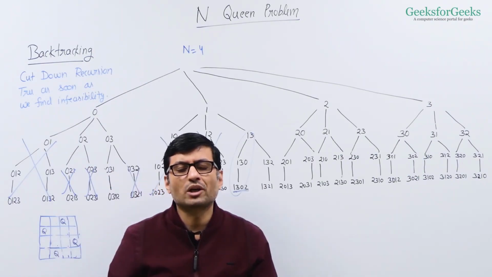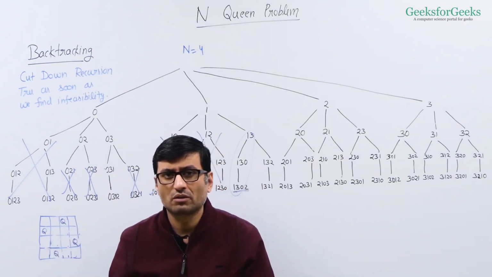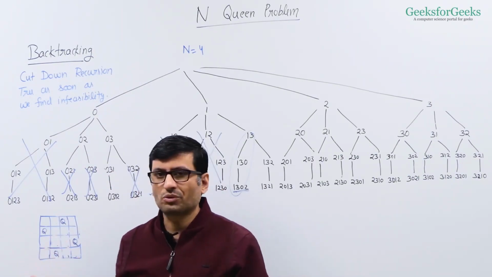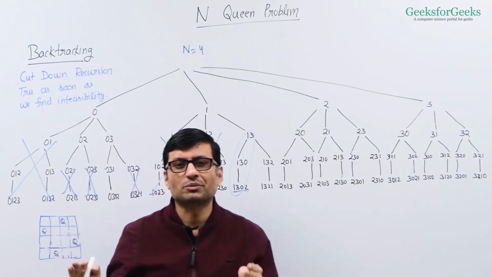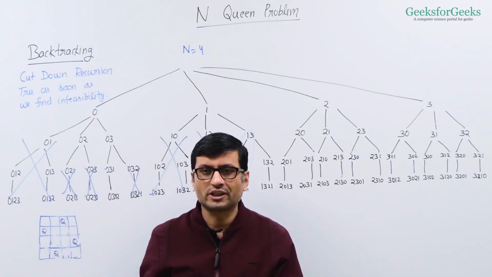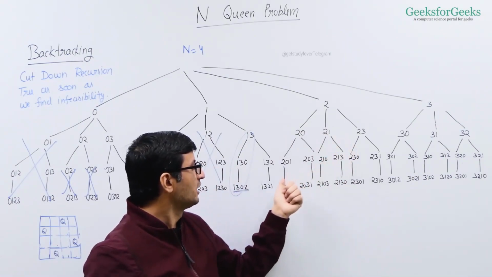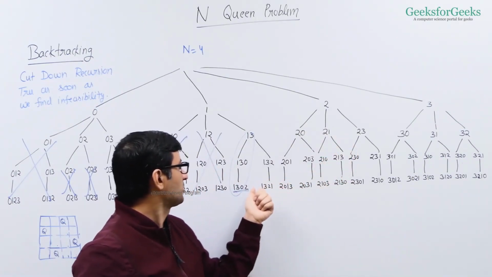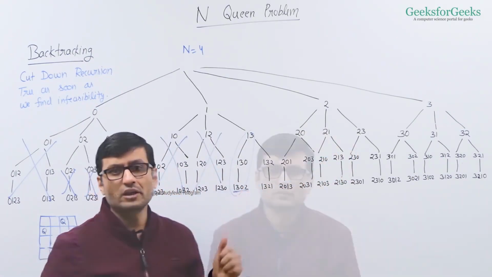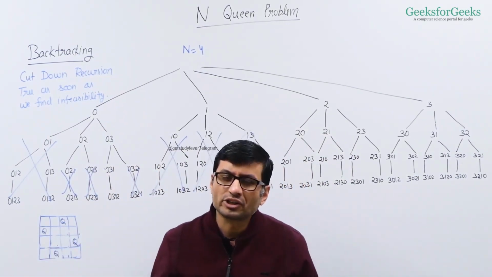In case we want to print out all possible answers, not only this answer, but all the possible configurations of queens which do not attack each other, we can proceed further in this recursion and print all the possible configurations, like this configuration, right? So this is the idea of backtracking solution.